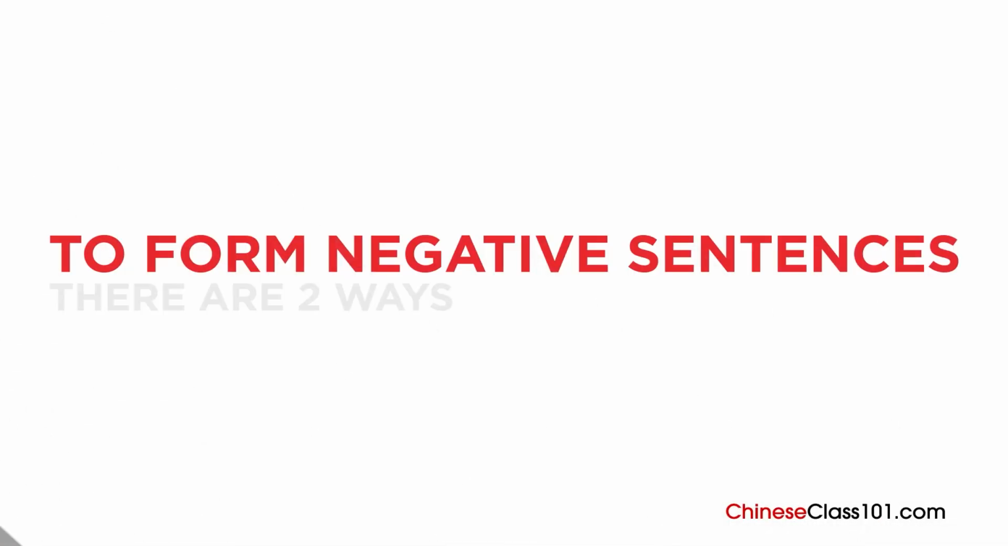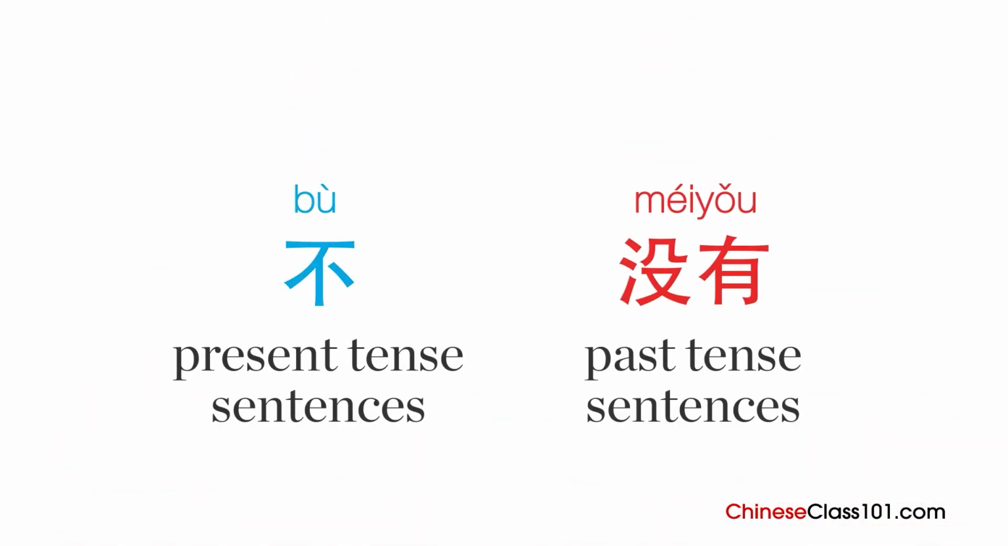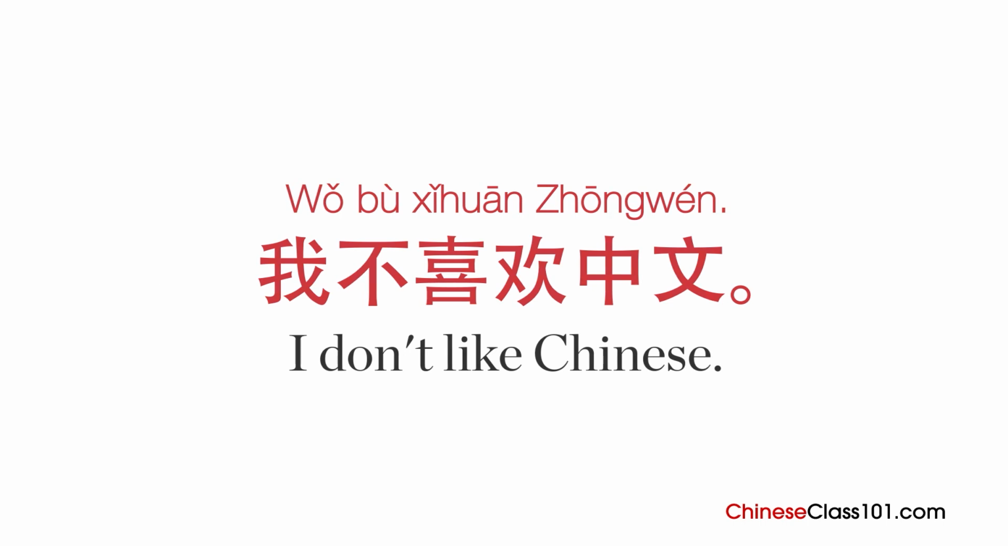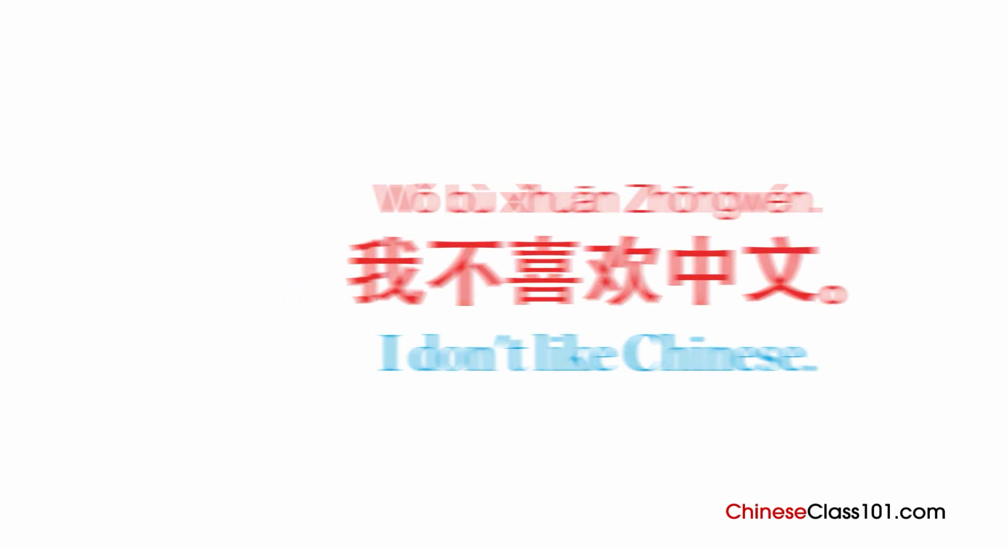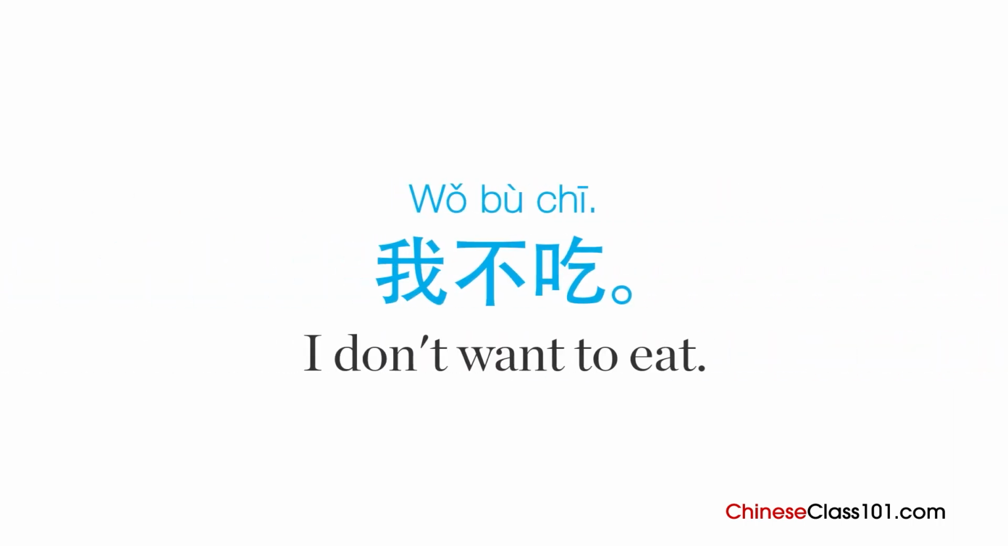To form negative sentences, there are two ways for two circumstances. You can use 不 or 没有. We use 不 in present tense sentences, or when you don't want to do something. 我不喜欢中文。I don't like Chinese. 我不去。I'm not going. 我不吃。I don't want to eat.